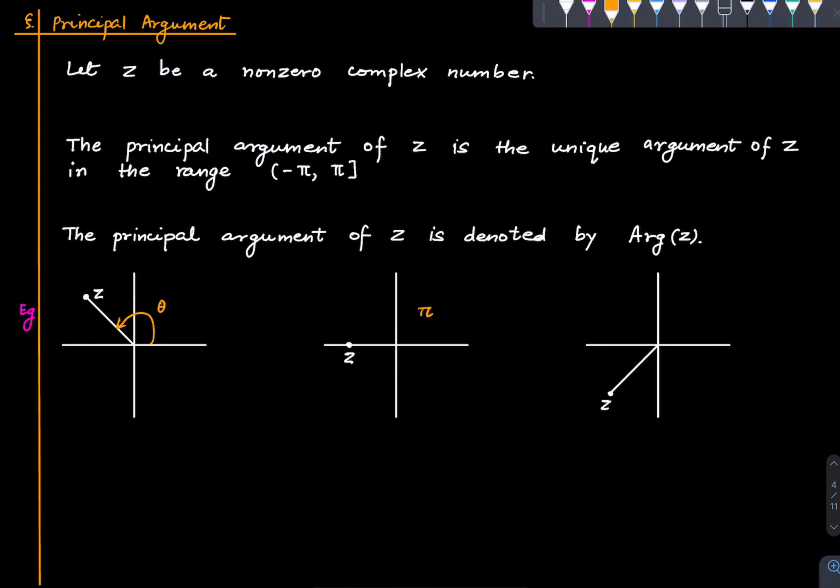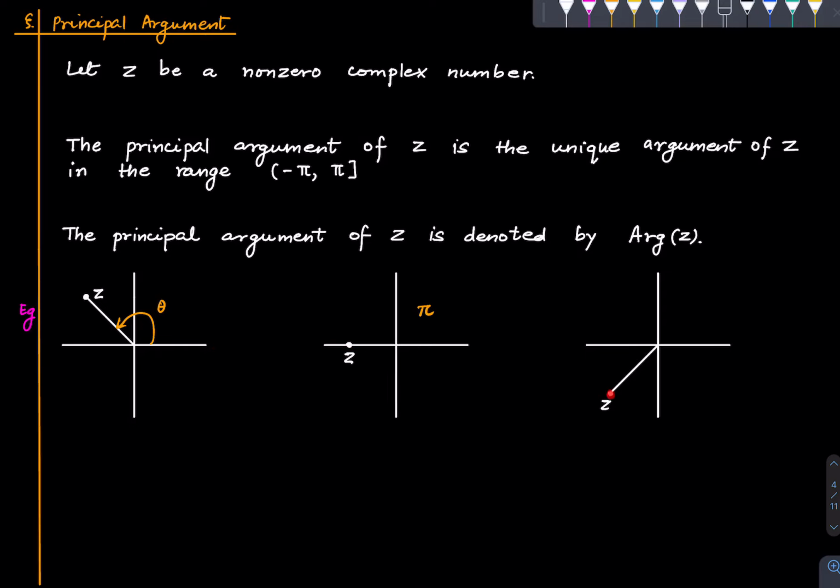So this angle is the argument of z. What about this one? Let's say z is minus 1. What is the principal argument? It is pi, right? An argument is minus pi, but minus pi is not a principal argument. Principal argument has to lie in this range. Therefore, pi is the principal argument of minus 1, or any complex number lying on this negative x-axis.